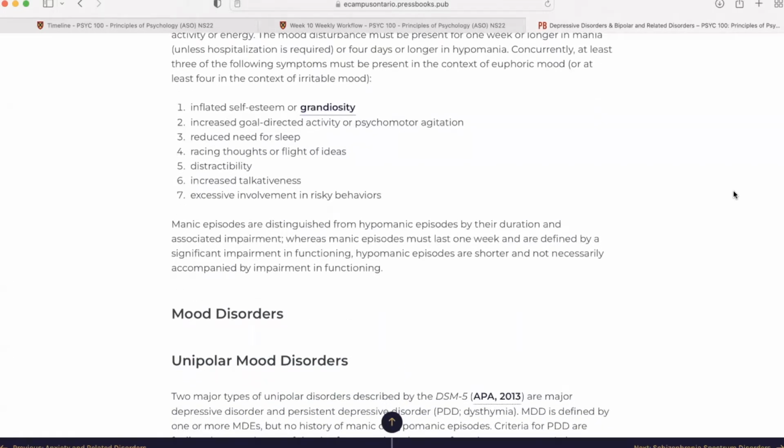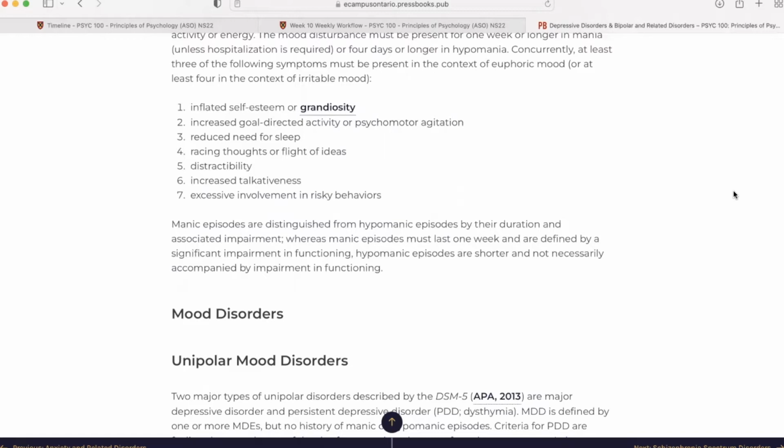1. Inflated self-esteem or grandiosity. 2. Increased goal-directed activity or psychomotor agitation. 3. Reduced need for sleep. 4. Racing thoughts or flights of ideas. 5. Distractibility. 6. Increased talkativeness. And 7. Excessive involvement in risky behaviors.